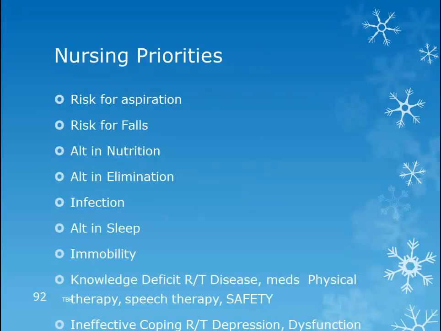Nursing priorities: risk for aspiration, risk for falls, alteration in nutrition, alteration in elimination, risk for infection, alteration in sleep, alteration in mobility or immobility. There are many knowledge deficits related to the disease, medication use, physical therapy, speech therapy, and safety, and ineffective coping related to depression and dysfunction.